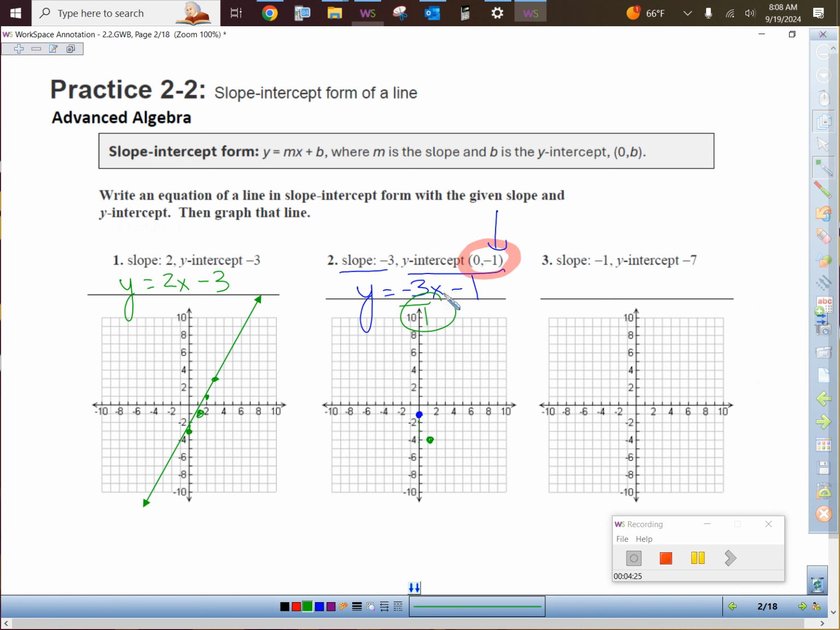So the down was because the 3 was negative and the 1 was positive. So I'm going to do it again. Down 3, to the right 1, down 3, to the right 1. And once you get 4 points, connect them together with your straight edge.